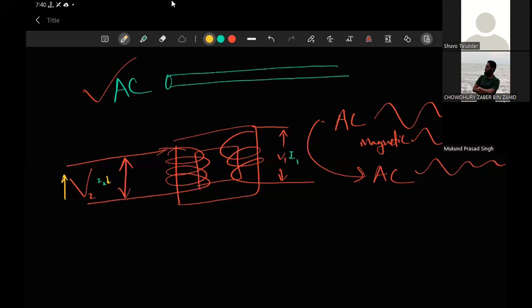So you will get some loss. You will lose some power.